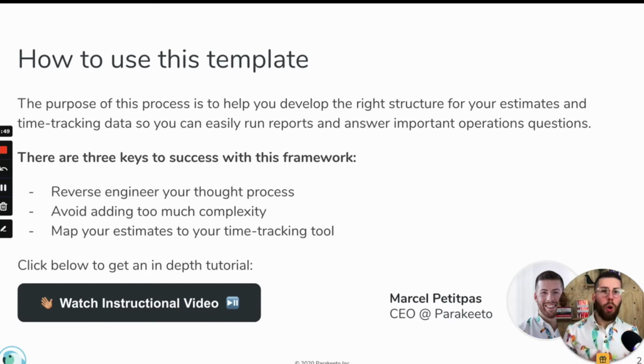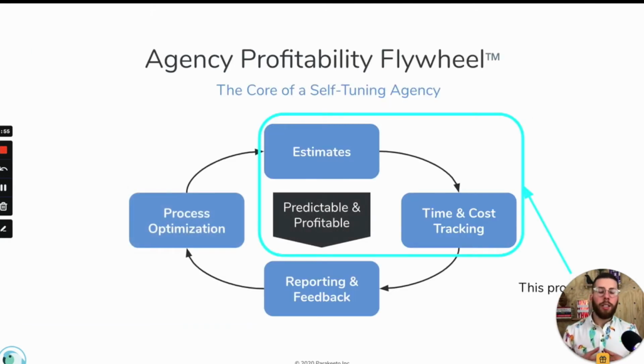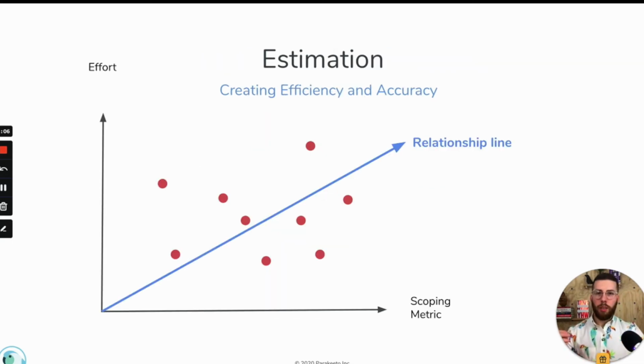So we're going to walk through all of those things, and let's get started with the first important thing to note, which is where does this process fall in the agency profitability flywheel? And the answer is it's the first part. It's the standardization of estimates and time and cost tracking, and really it's creating a feedback loop between those two things. So let's dive in.